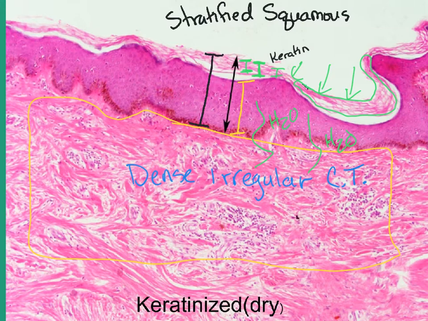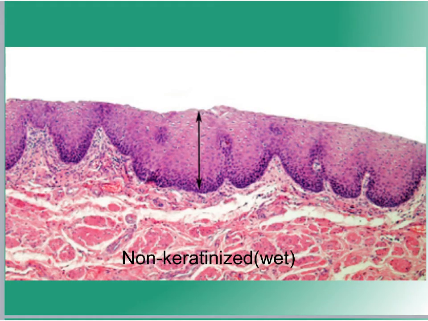Let's move on to this type of stratified squamous, which would be the stratified squamous that you find on your skin. Okay, so skin needs to have that waterproofing barrier. We don't want to lose our water to the external environment, so we've got this nice waxy layer. Keratinized or dry stratified squamous. So here's an example where you don't see the flaky layer of cells on top like we did in the previous picture, right? You don't see that.